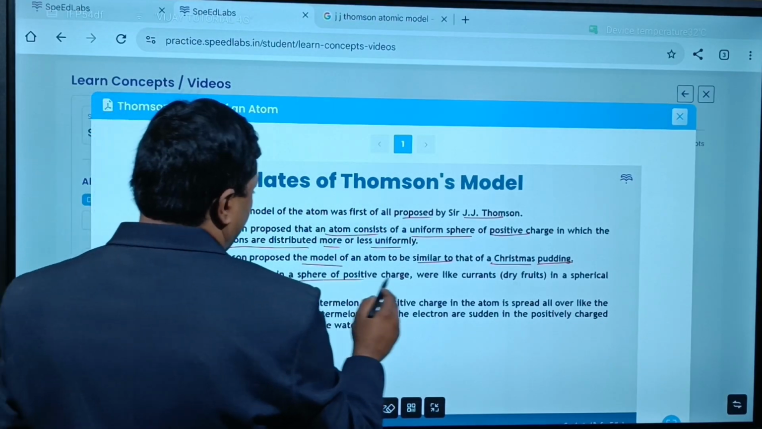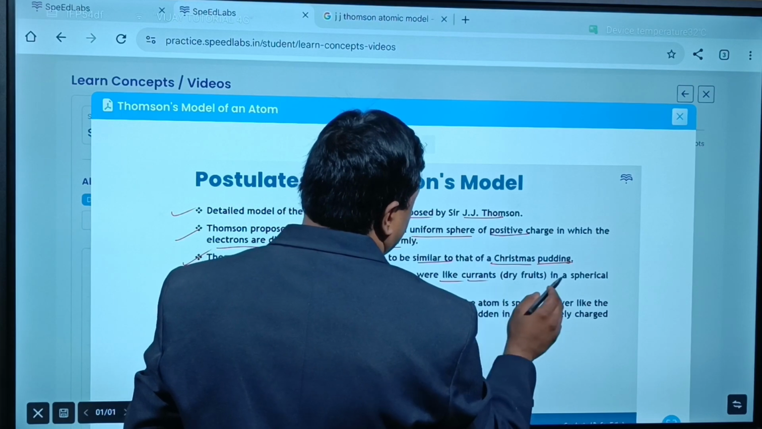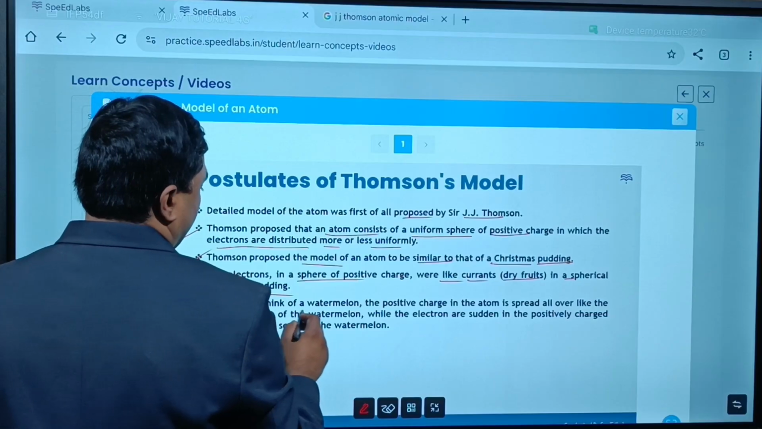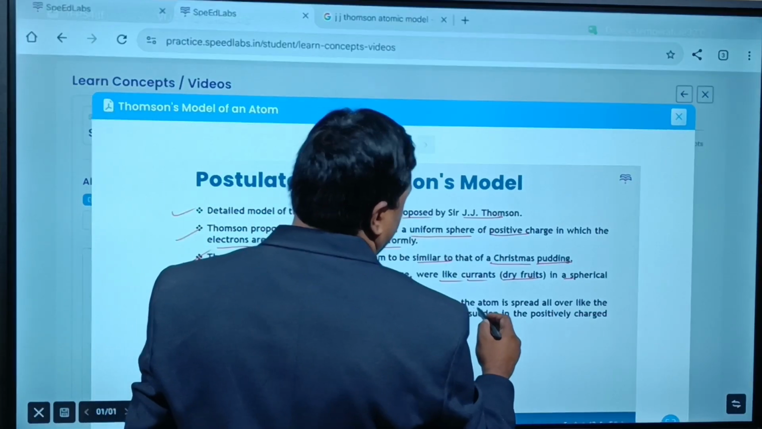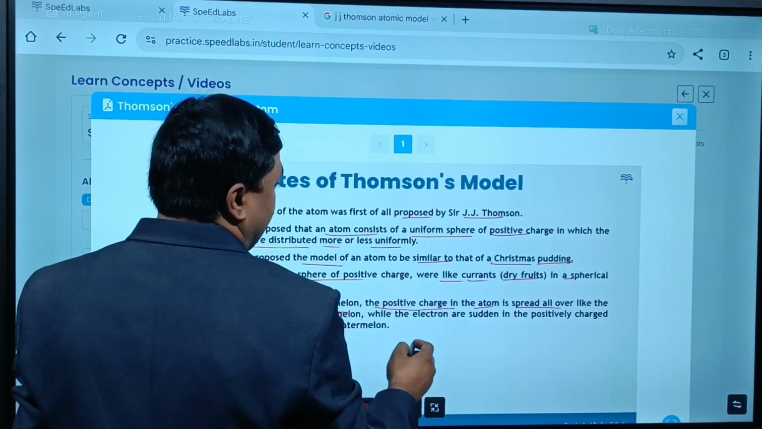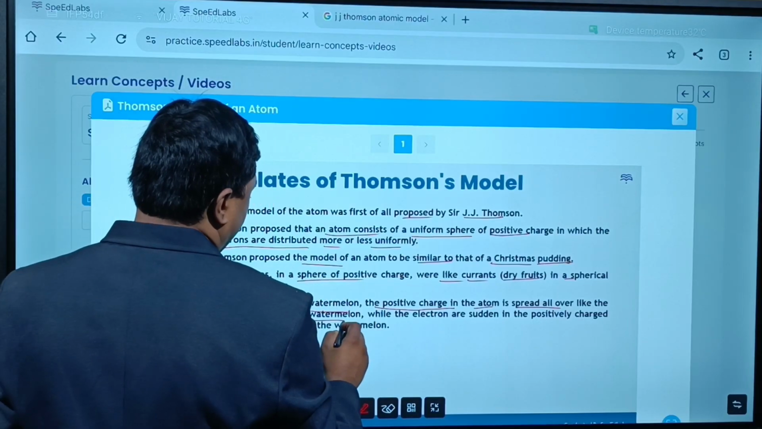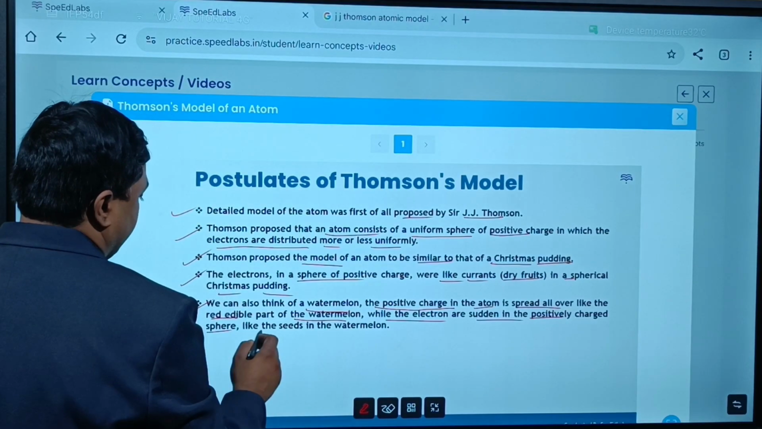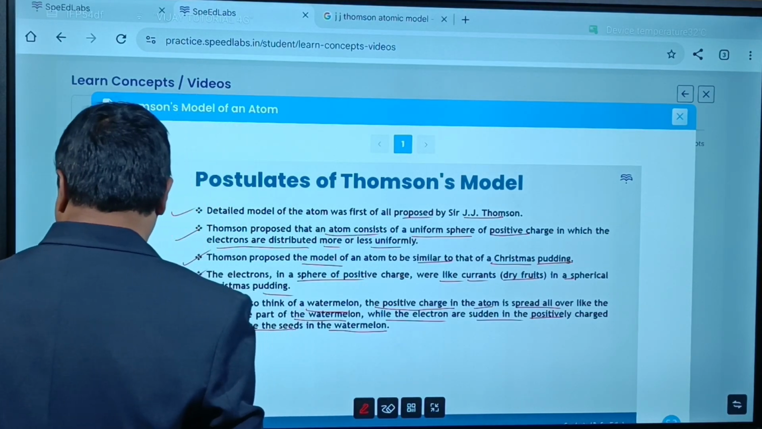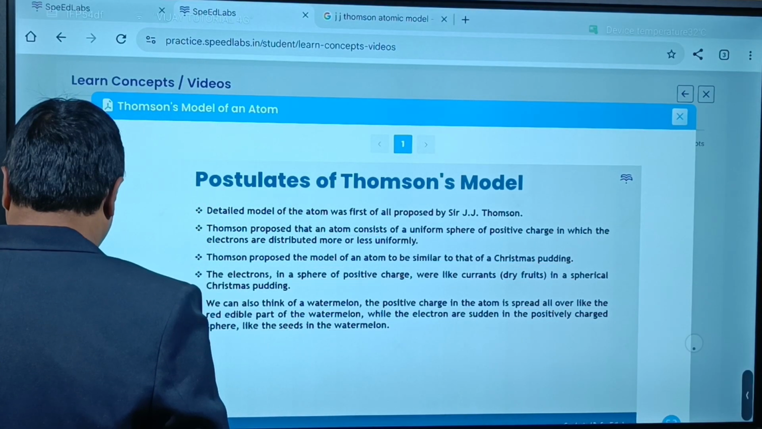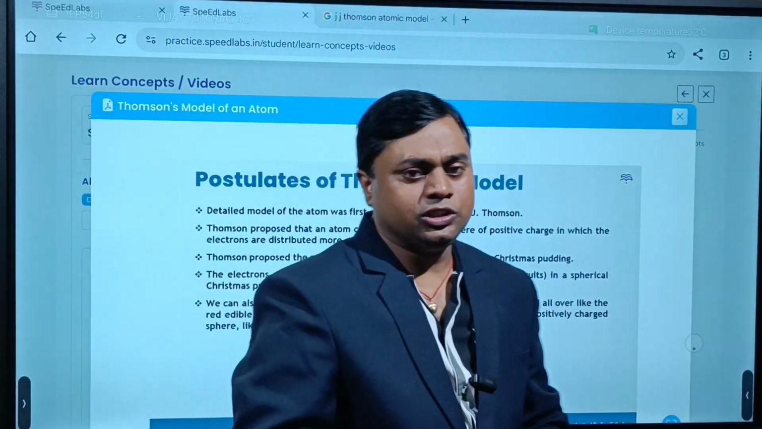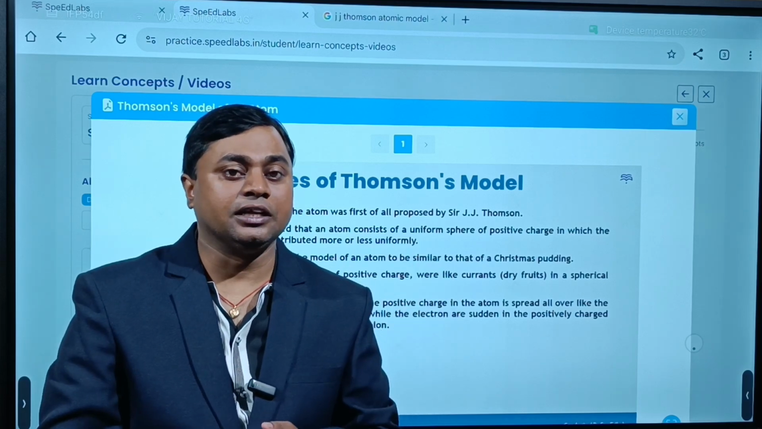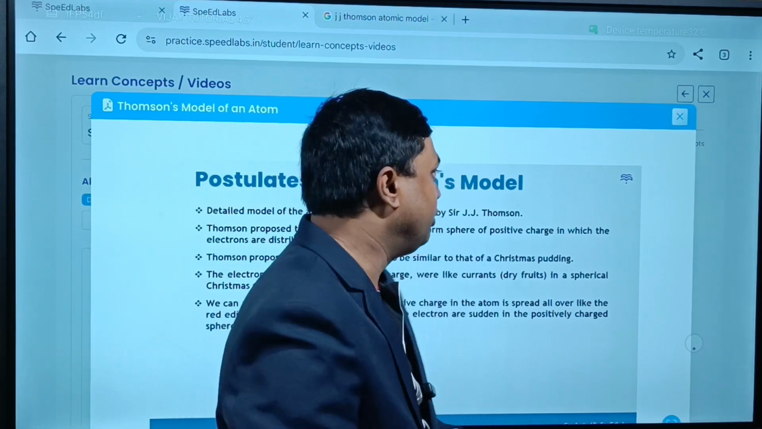So electrons in the sphere of positive charge were like currants, dry fruits, in the spherical Christmas pudding. We can also think of the watermelon. The positive charge in the atom is spread all over, like the red edible part of the watermelon, while the electrons are studded in the positively charged sphere like seeds in the watermelon. Is it clear? So in short, we can say that according to J.J. Thomson's model, an atom is a sphere of positive charge in which negatively charged particles called electrons are embedded. Okay, that's all.